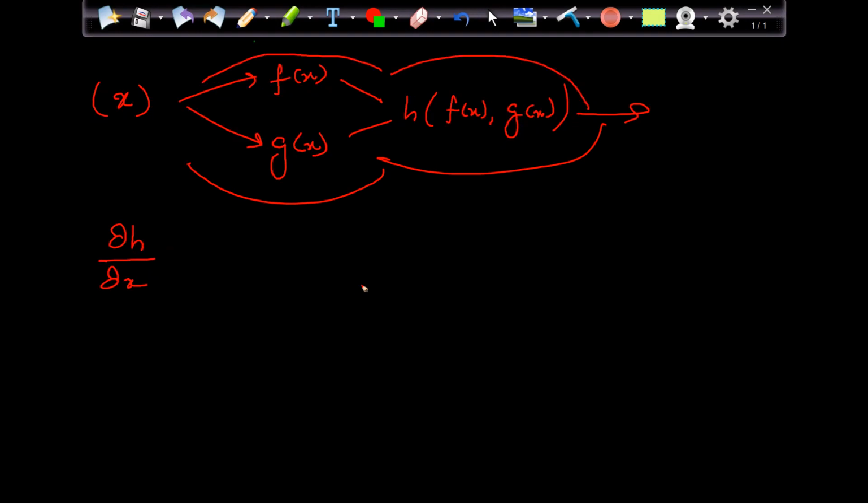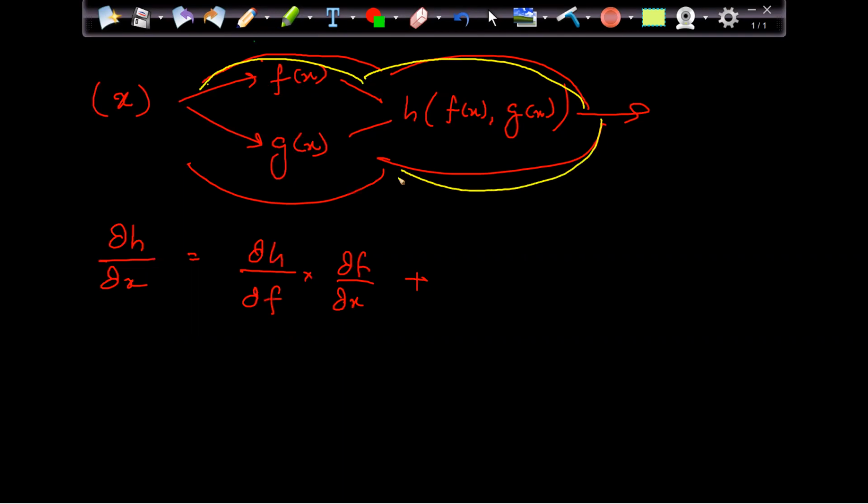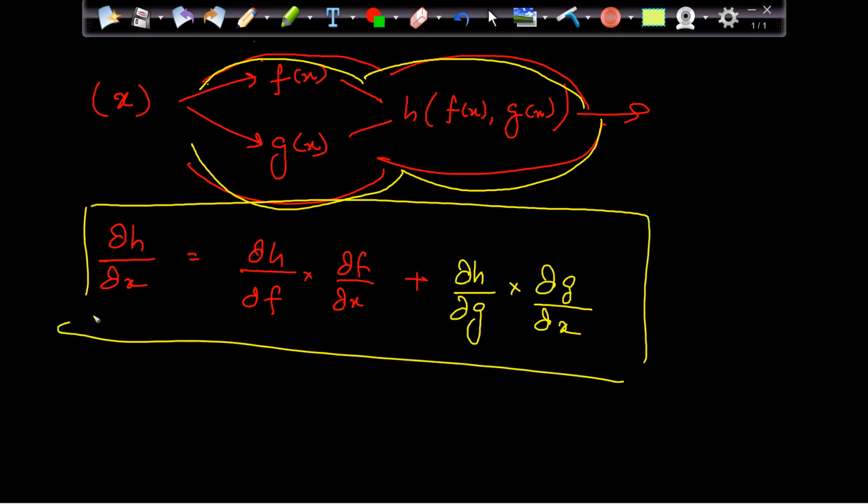So how will the formula look now? The formula will be ∂h/∂f multiplied by ∂f/∂x, plus, because if you see here, this is only one part we have taken care of. This part is still pending. So here I will say ∂h/∂g multiplied by ∂g/∂x. That is the whole idea. This is what is happening here. As simple as that.